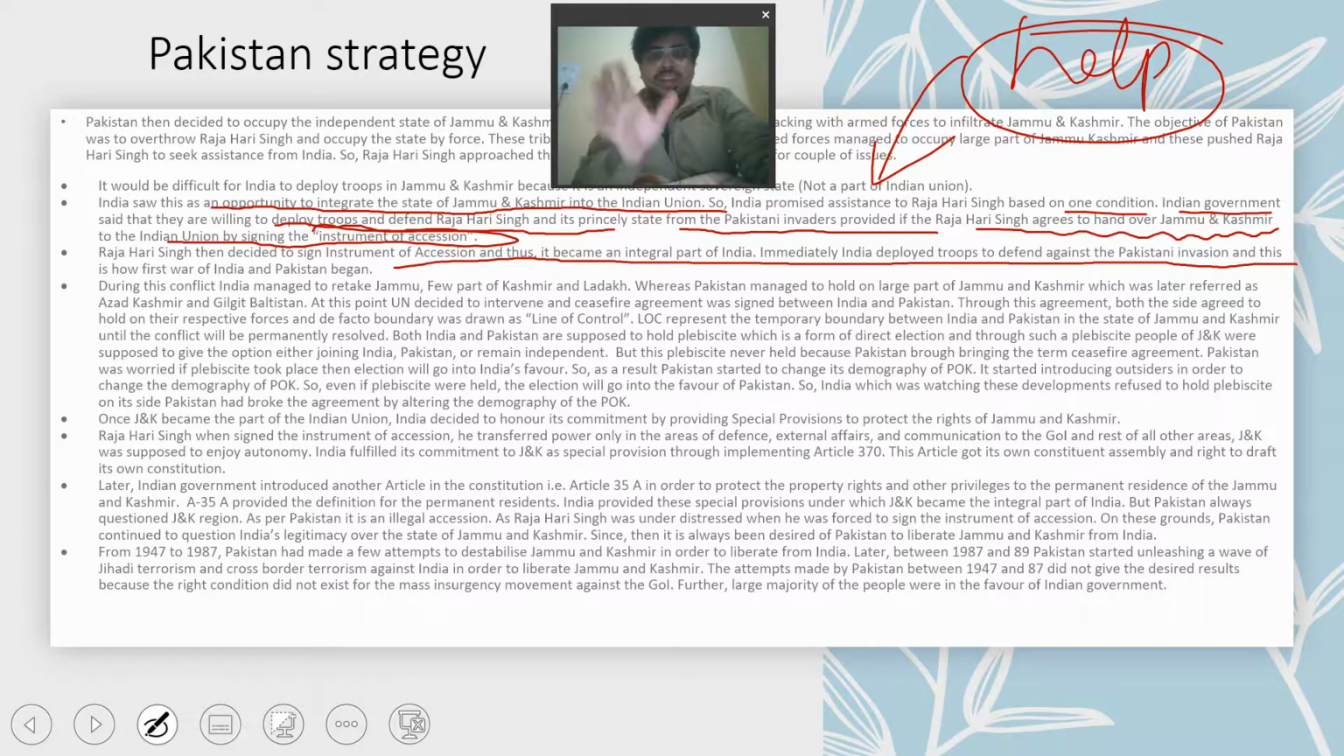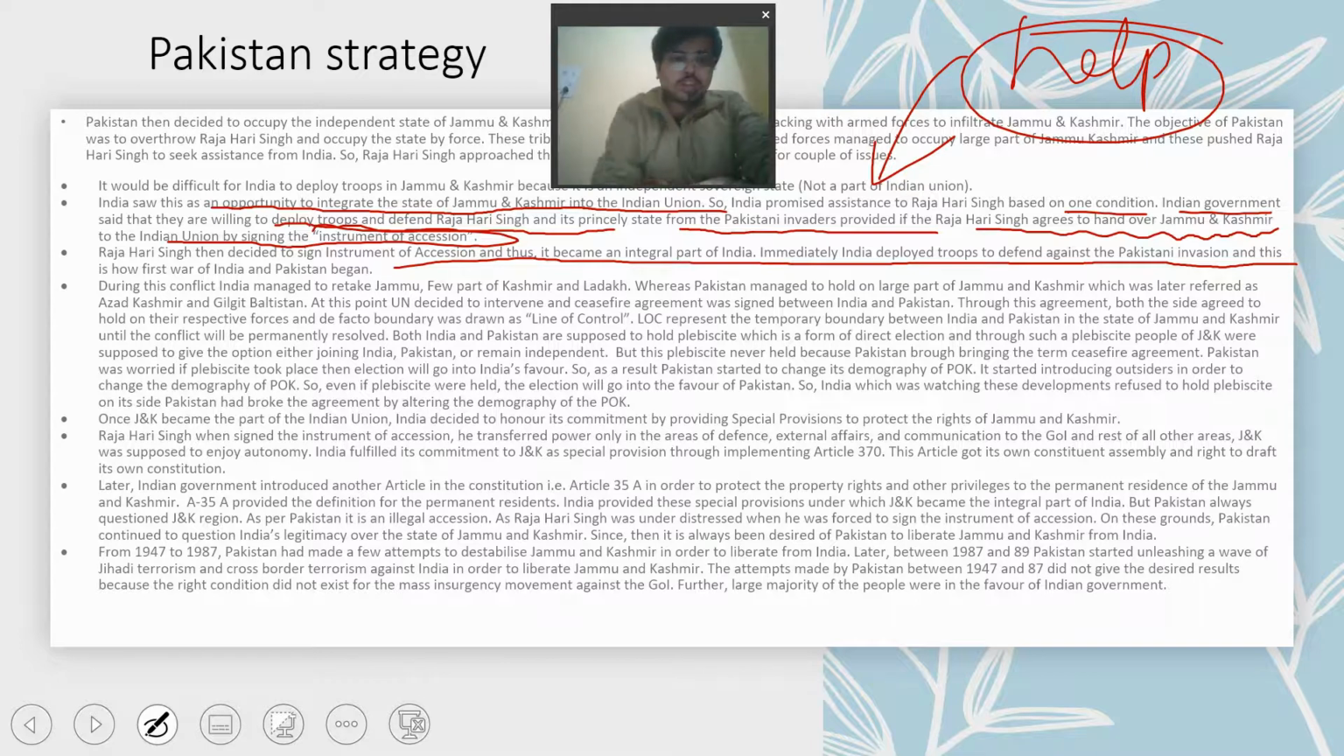For Pakistan, that region is called Azad, that is, the free Kashmir from India. Okay, and from our side we call it Pakistan Occupied Kashmir, because Pakistan has illegally occupied our region. So that is a dispute.